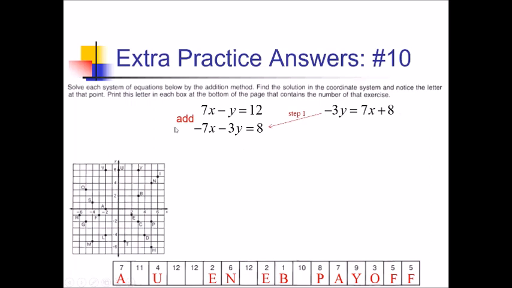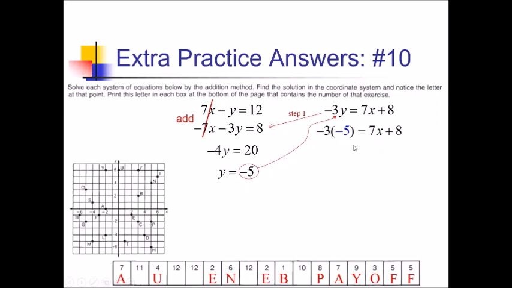And then adding these together, 7x's are canceling. Negative y plus negative 3y is negative 4y. 12 plus 8 is 20. And dividing by negative 4, we have y equals negative 5. Plugging that back in up here, we have negative 3 times negative 5 equals 7x plus 8.